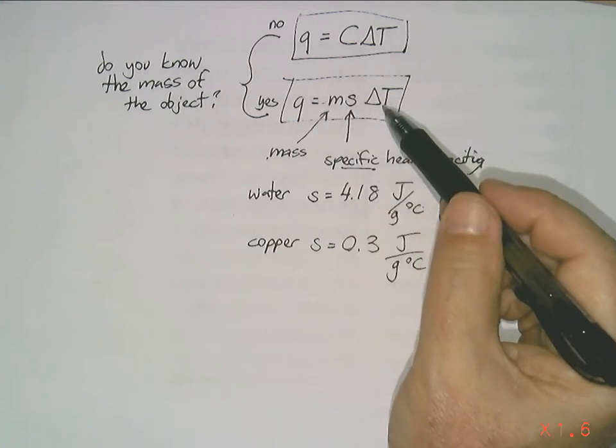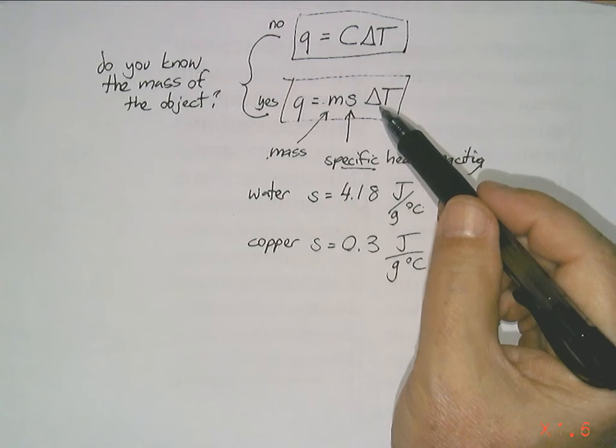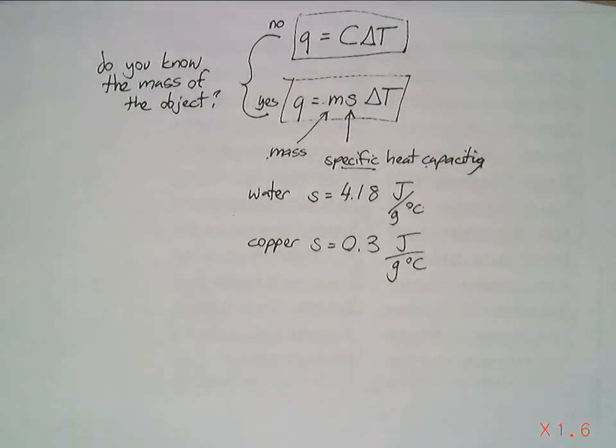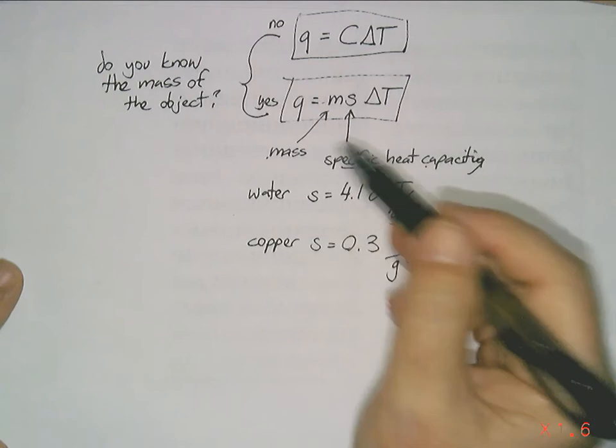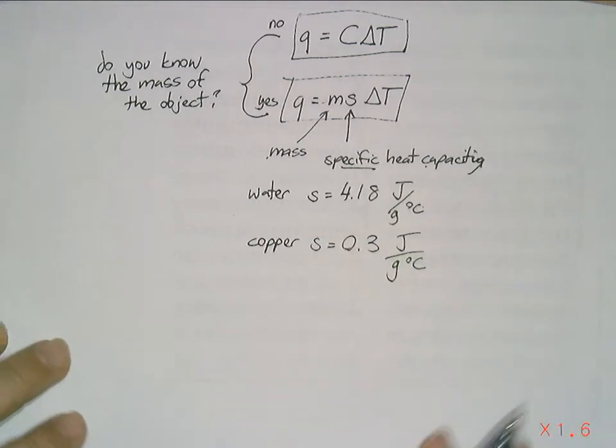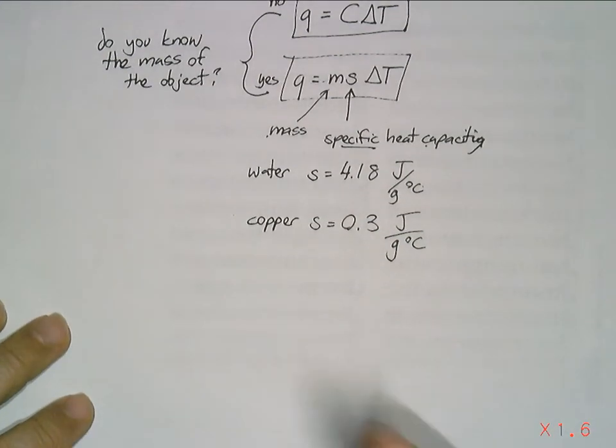When you do homework 6, you're going to see that there are a whole lot of problems that are just like that. Let's do just one, and then we'll go on and see what happens when we have more than one object involved in a problem.